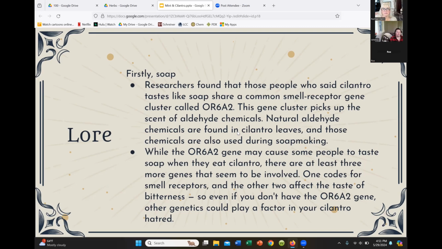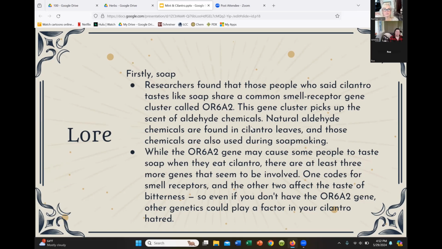And if you don't think that it tastes like soap, I love the taste and the smell of cilantro. It does not resonate as soap with me at all, thankfully. I also love cilantro. It's so fresh. It's so good. Almost everybody that they tested who enjoys it does not get that soapy aspect and does not have this gene cluster. So it's very much a genetic thing.